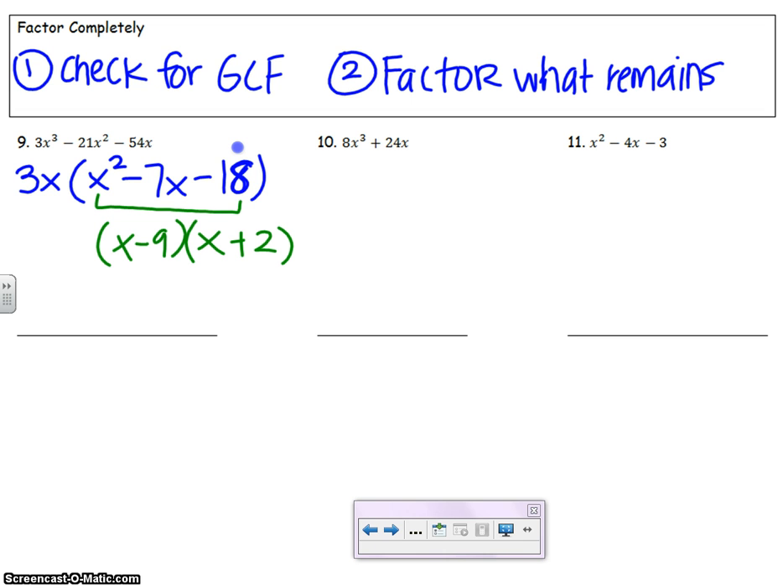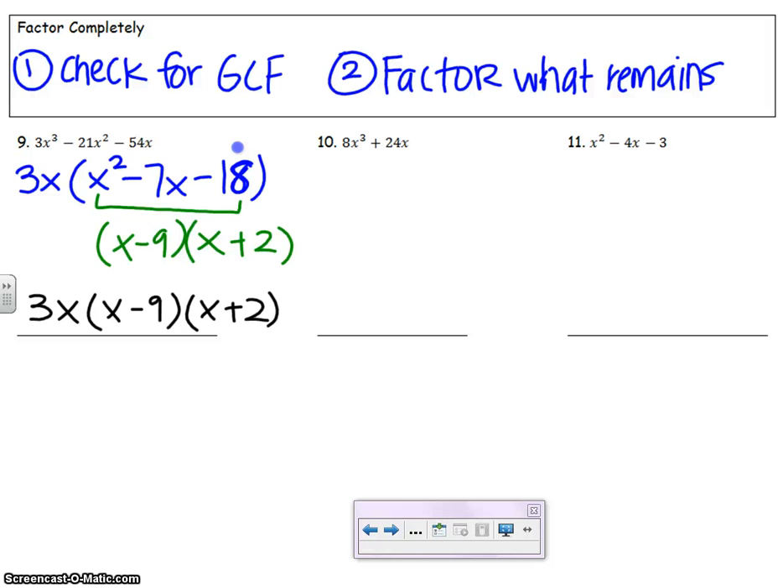Now what's written in green alone is not completely factored. We have to include that 3x as part of our factor. So our entire answer is 3x times x minus 9 times x plus 2. And we'll talk Monday about how we can check that through FOIL. All right, let's look at number 10.